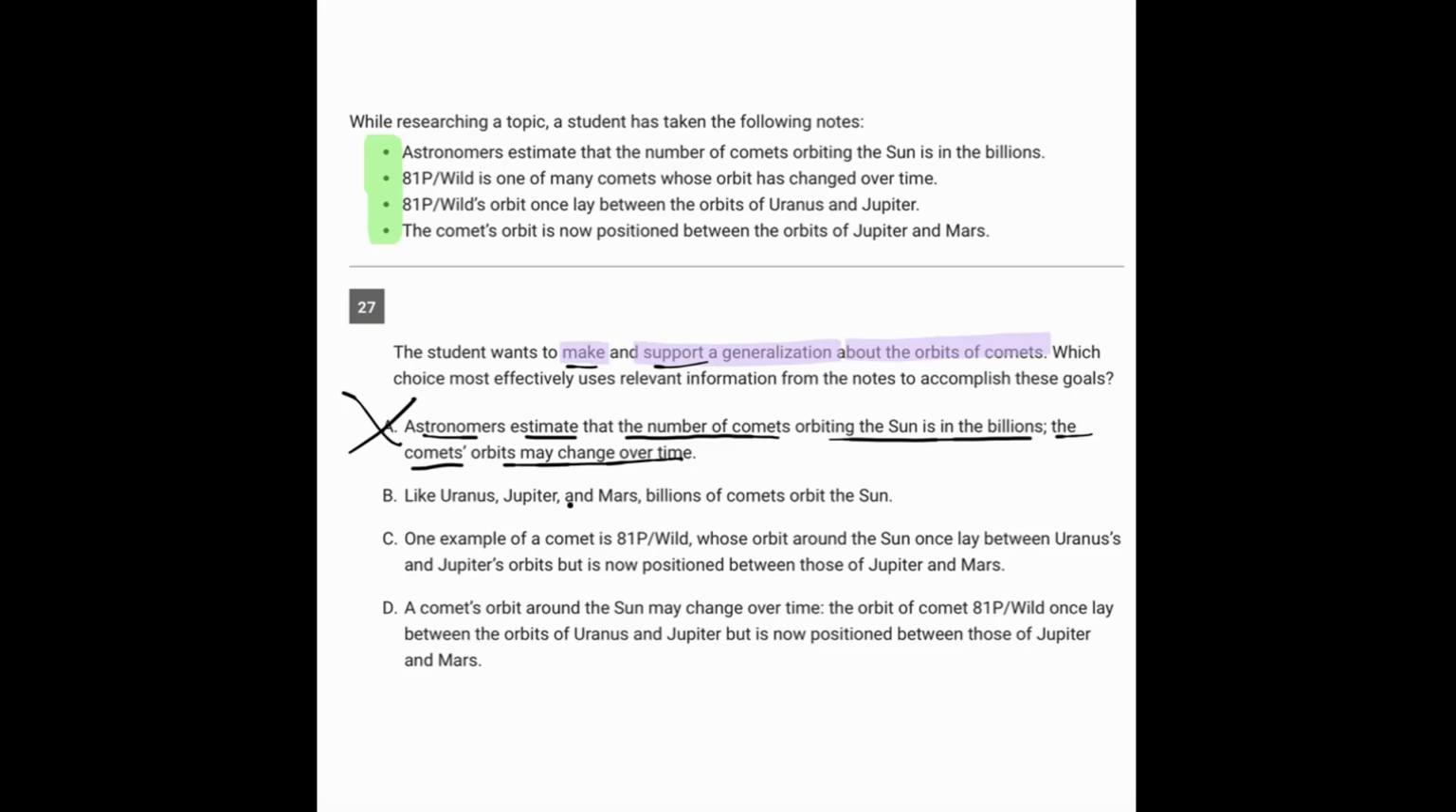B, like Uranus, Jupiter, and Mars, billions of comets orbit the sun. Once again, we have a generalization, but not necessarily any support. C, one example of a comet is this one, whose orbit around the sun once lay between these orbits, but is now positioned between these two. So here we're getting all the support, but maybe not the generalization that we're looking for. We have a specific example, but no statement of what that really means to us.